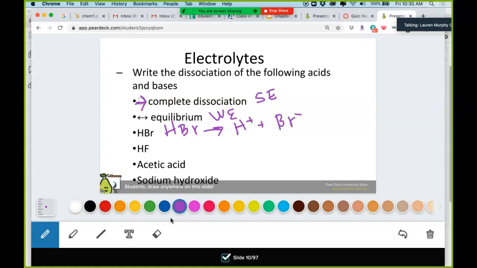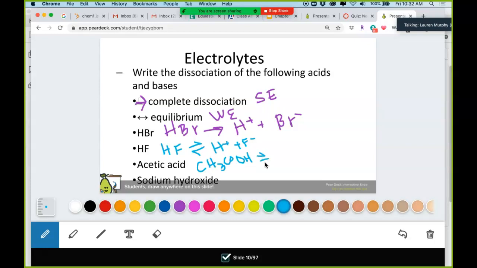I would like you to try the last three on your own, so I'm going to give you a second. All right, so HF is a weak acid. That means it only dissociates or ionizes a little tiny bit. So two-way arrow, H plus and F minus. There's only a little bit of these guys, but a little bit is still enough to conduct electricity, okay? Acetic acid is also a weak acid. If it's not strong, by default, it's weak. So I'm going to write it like this. I know there are other ways to write it.